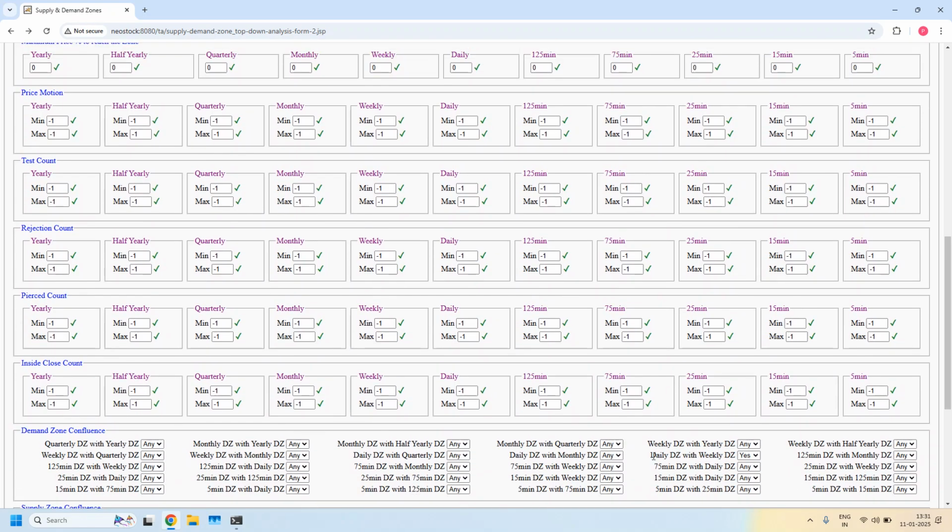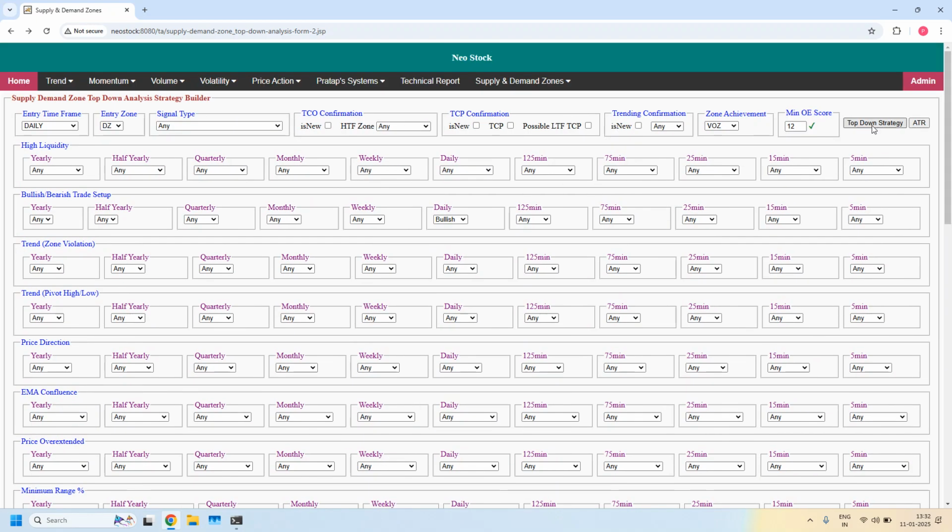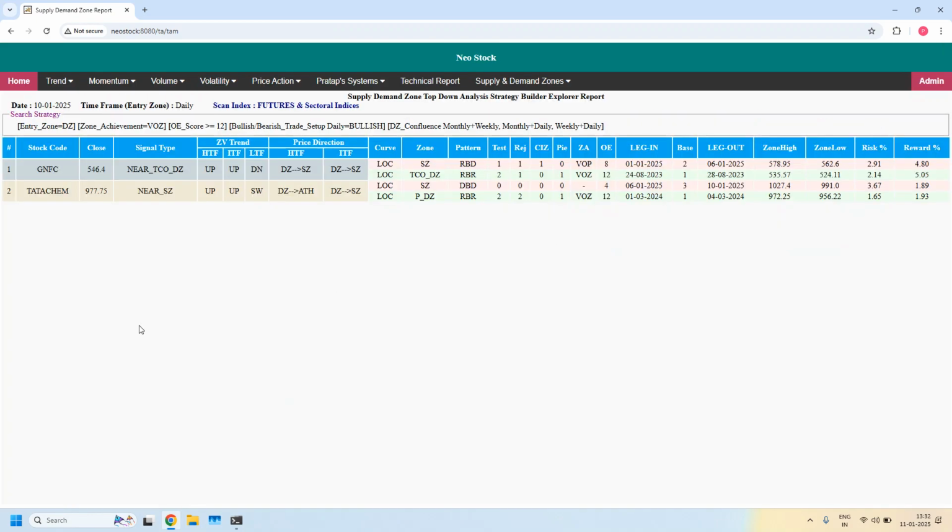First filter is a daily with weekly zone confluence, already we enabled. Second filter is a daily demand zone with monthly demand zone confluence. Third filter is a weekly demand zone with monthly demand zone confluence. With all the 3 filters, LTF, ITF, HTF demand zone confluence, we got 2 stocks.